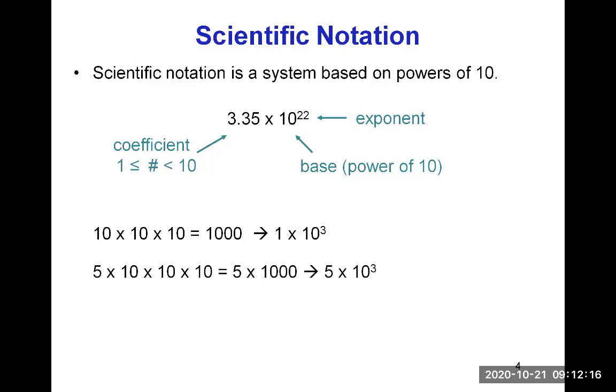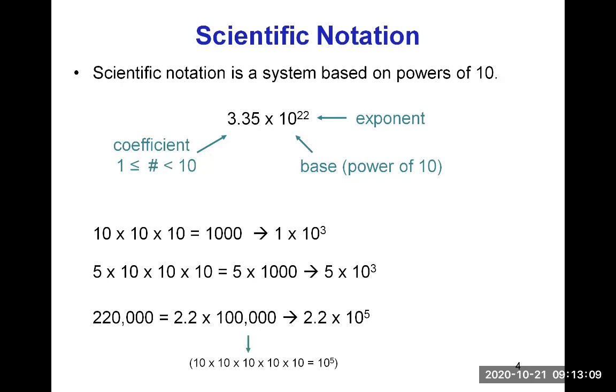And so instead of 1, if we have 5 times 10 times 10 times 10, so times 10 three times, or 5 times 1,000, then in scientific notation, it's going to be 5 times 10 to the third again, because it's 5 multiplied by 10 three times. 220,000 would be equivalent to 2.2 times 100,000. And 100,000 is equivalent to multiplying by 10 five times. So then 220,000 in scientific notation would be 2.2 times 10 to the 5th power, right? Because 100,000 is 10 times 10 times 10 times 10 times 10, so times 10 five times, and so 10 to the power of 5.